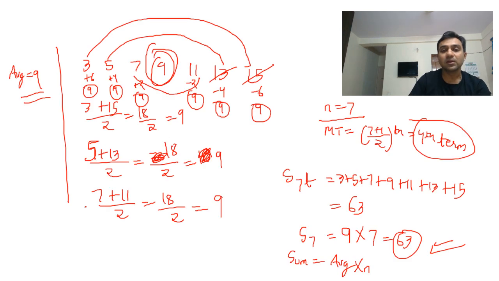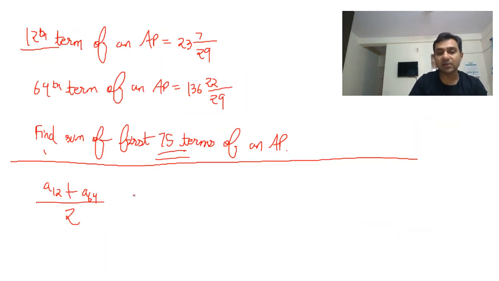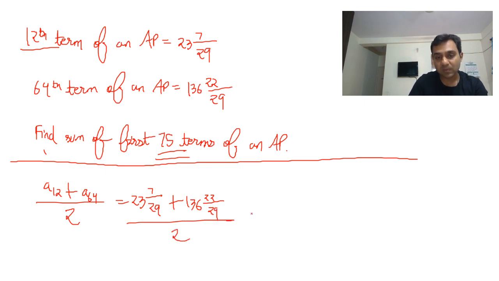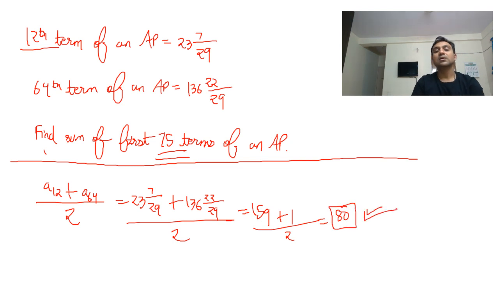Now if you solve 3 plus 15 by 2, you can find the average value, right? So now I can find my average value here. This is 23 and 7 by 29 plus 136 and 22 by 29, divided by 2. So 23 plus 136 is 159, and 7 by 29 plus 22 by 29 is 29 by 29, which is 1. So that's 160 by 2, that's 80. So this is my average value.